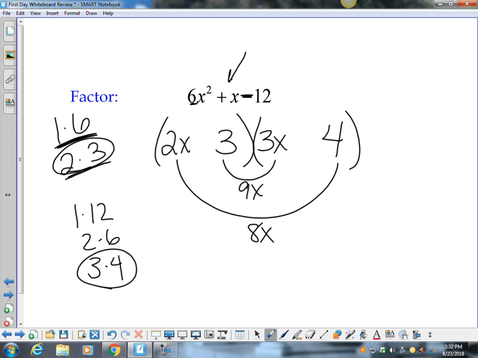Now, I want to end up with a positive 1. So I want a positive 9 and a negative 8. So the negative needs to go back here with a 4 and the positive up there with a 3. Again, this should all 100% be a review.